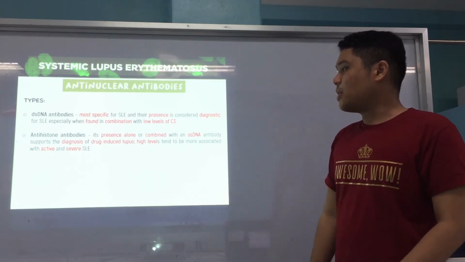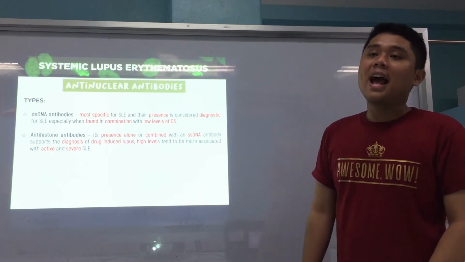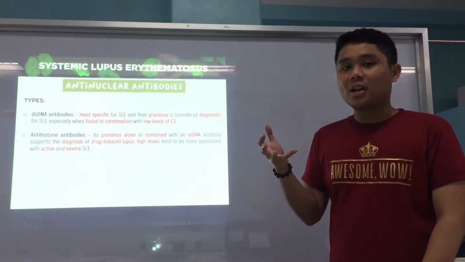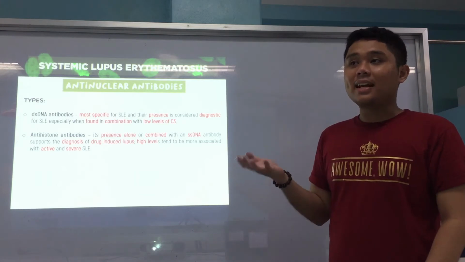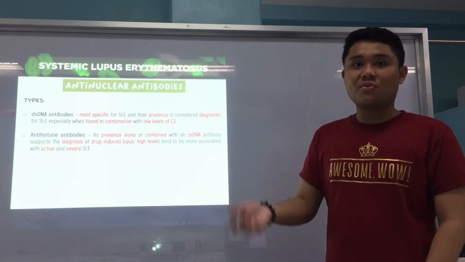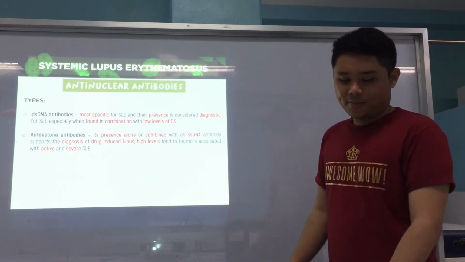And high levels tend to be more associated with active and severe SLE. So if there are high levels of anti-histone antibodies, it means that the SLE can have a severe outcome, or it is already severe SLE.